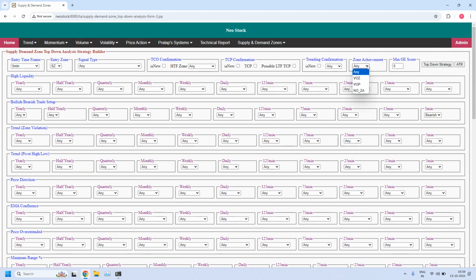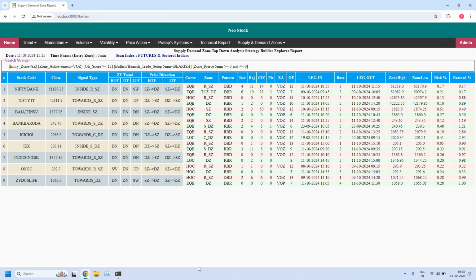Zone achievement is VOZ. Minimum order enhanced score is 12. And all the 3 filters are applied to the 5 minute supply zone. So 9 stocks are filtered. All these 9 stocks are currently supporting a bearish trade setup for hourly income trade, entry time frame 5 minutes. Among these 9, high probability supported stocks might be available, so we need to verify.